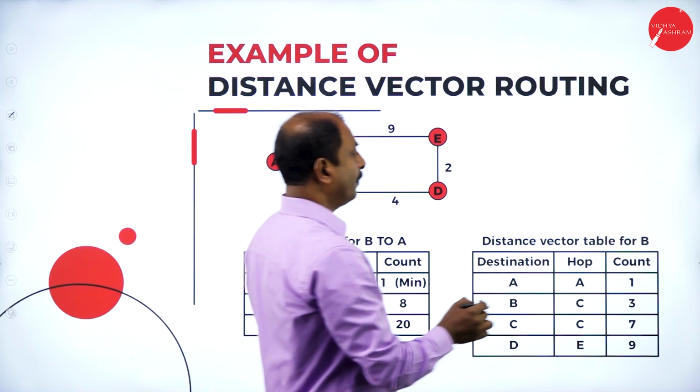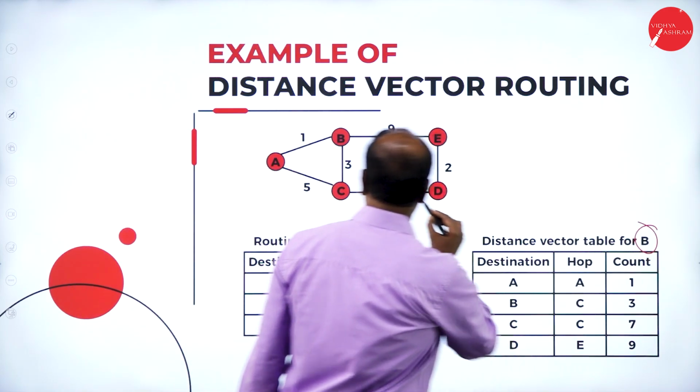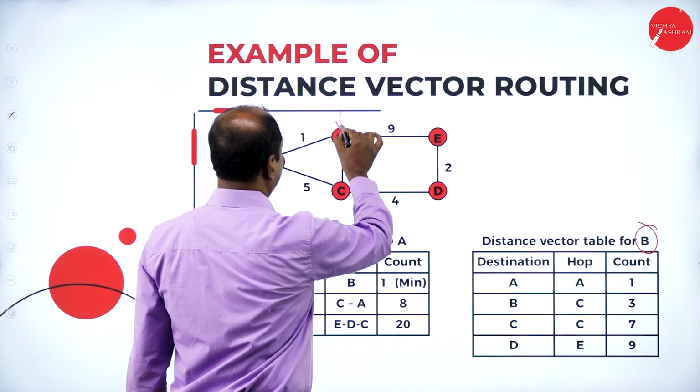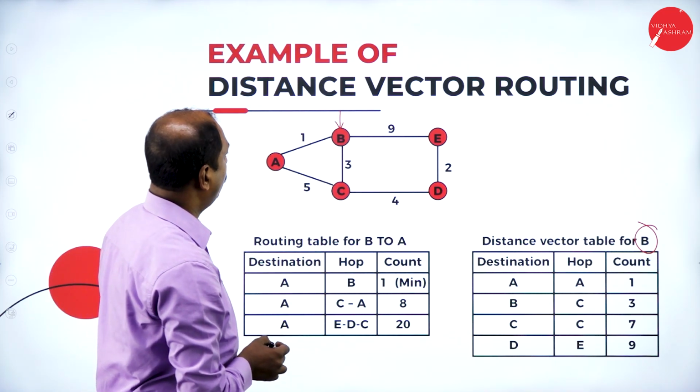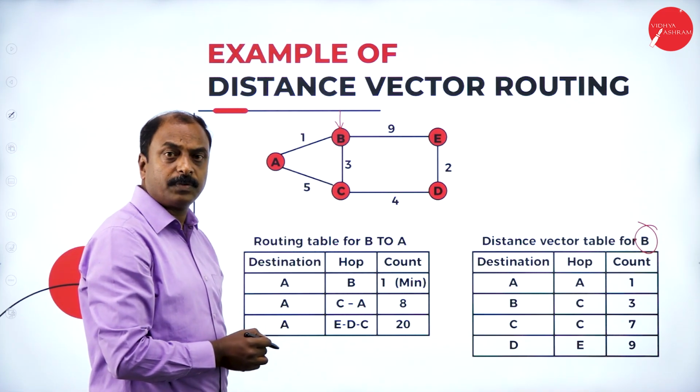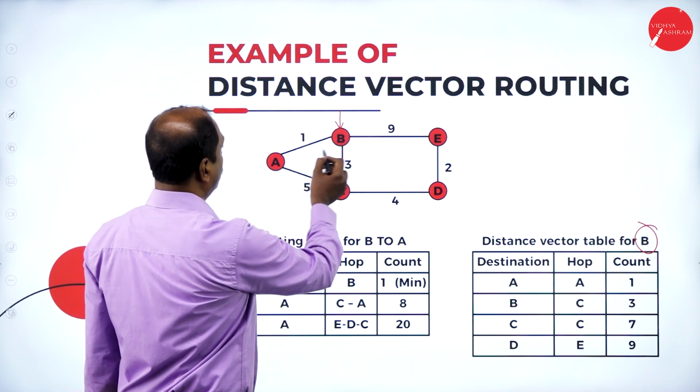Now let us find out the distance vector table for B. We have to find out the vector table for the node B. Here, how do we calculate this? First of all, I want to find out the destination from B to A.